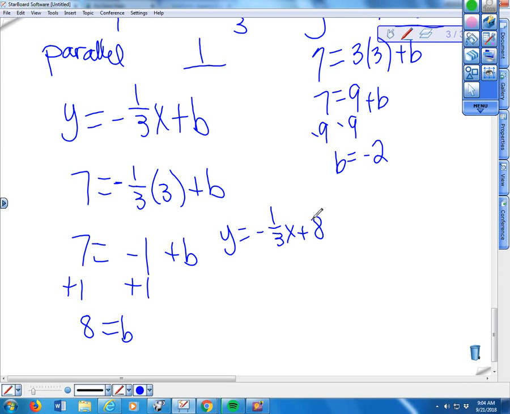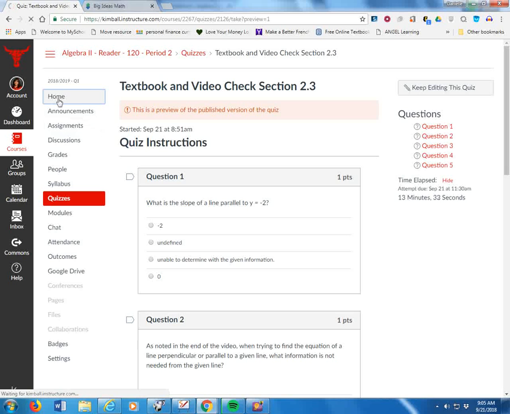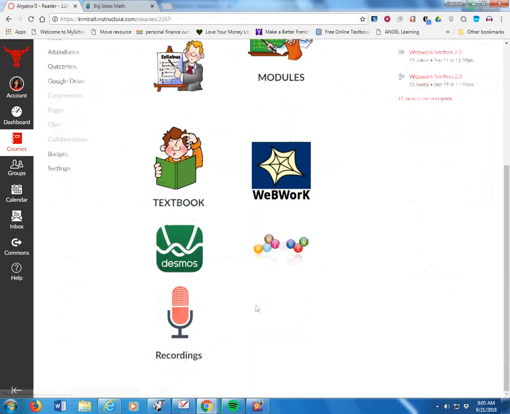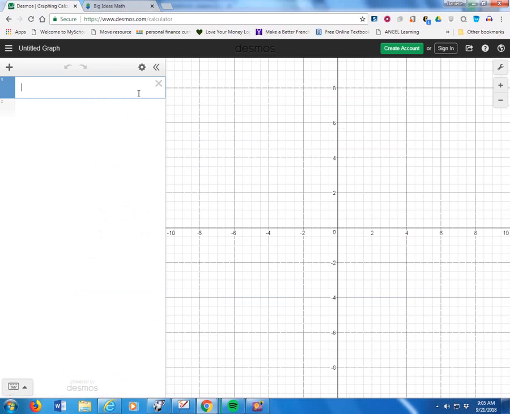Everybody go in to your home page on Canvas, home page for Algebra 2. There's a link to something called Desmos. Click on that link. And I'll do the same. Okay, on the right where it says start graphing, just click that and you get this to come up.